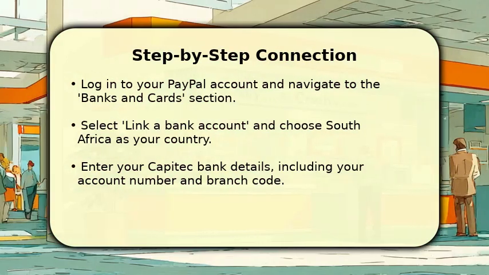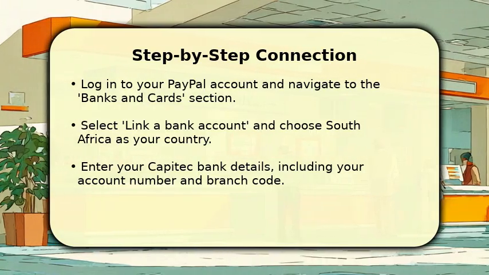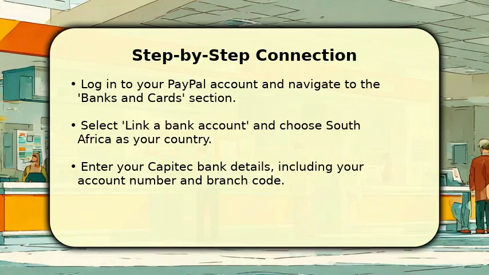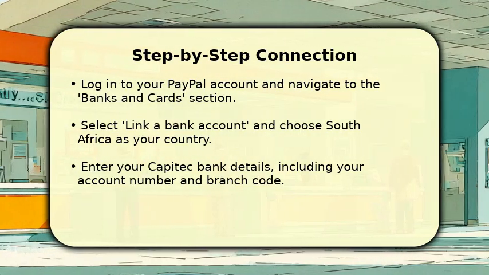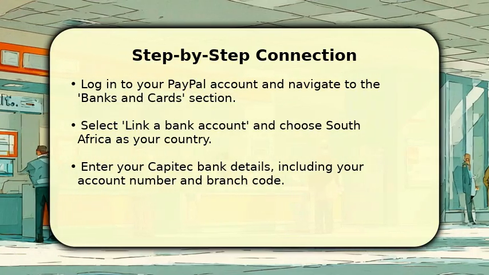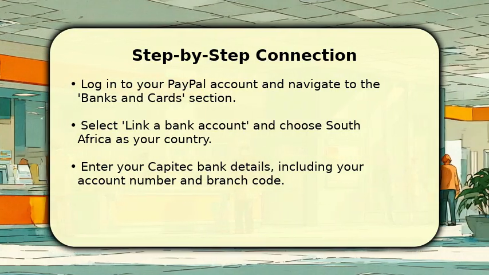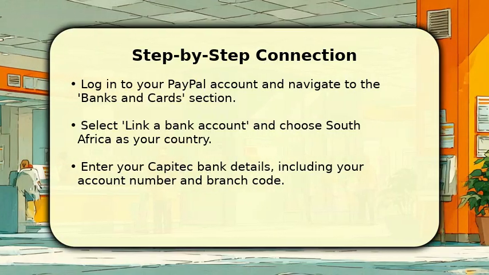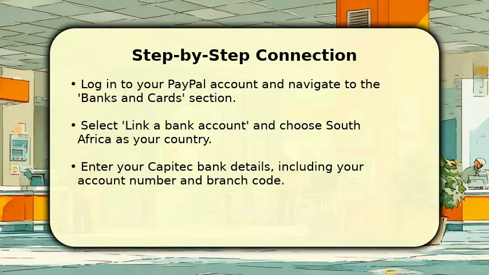To link your accounts, first log into your PayPal profile and find the Banks and Cards section. From there, select the option to link a bank account. When prompted, choose South Africa as your country. You will then accurately input your Capitec bank details, including your unique account number and the specific branch code. PayPal will initiate a small deposit, typically 2 tiny amounts, into your Capitec account. You will need to confirm these amounts back on PayPal to complete the verification.